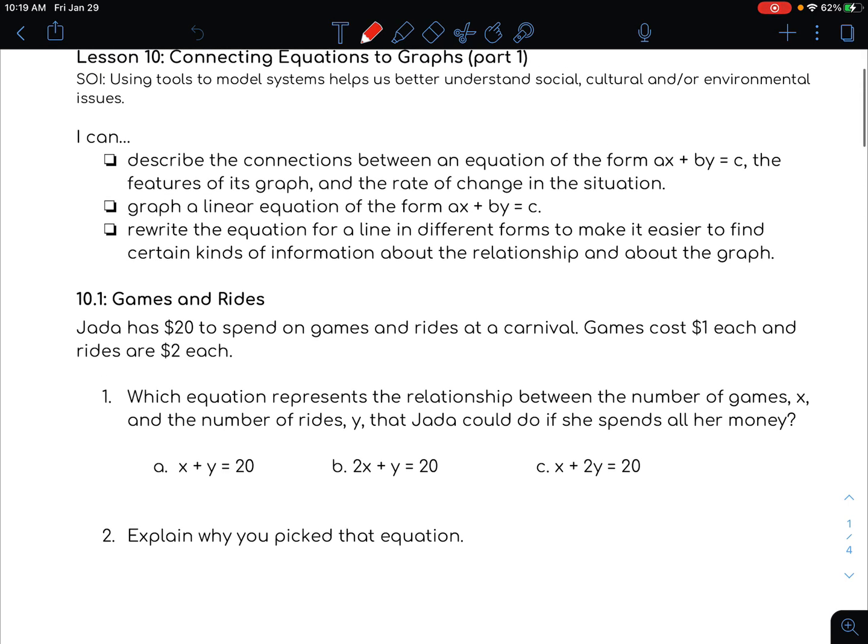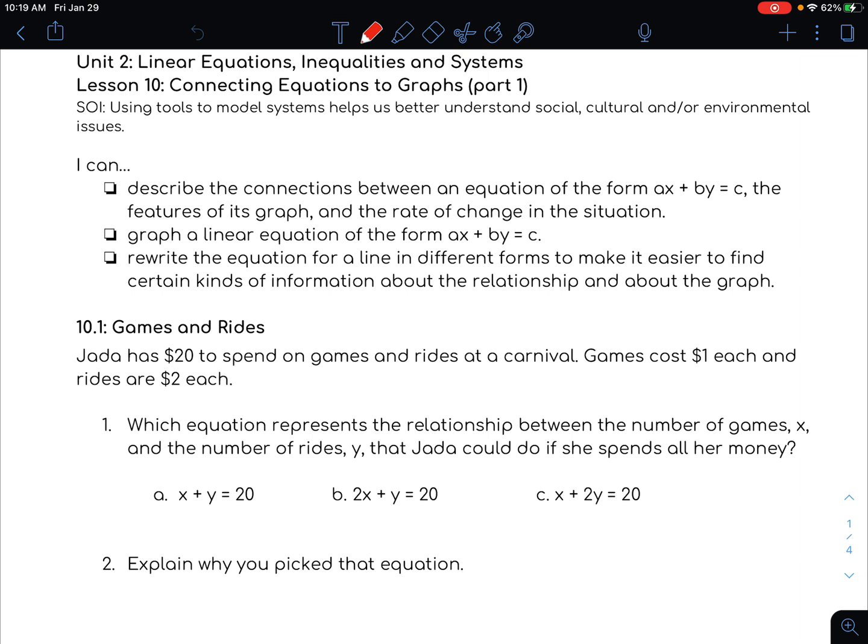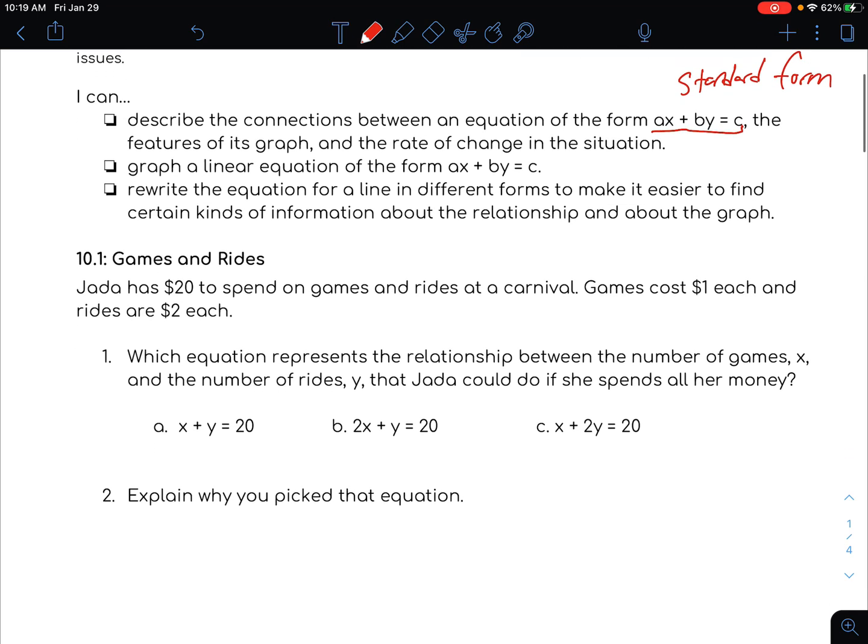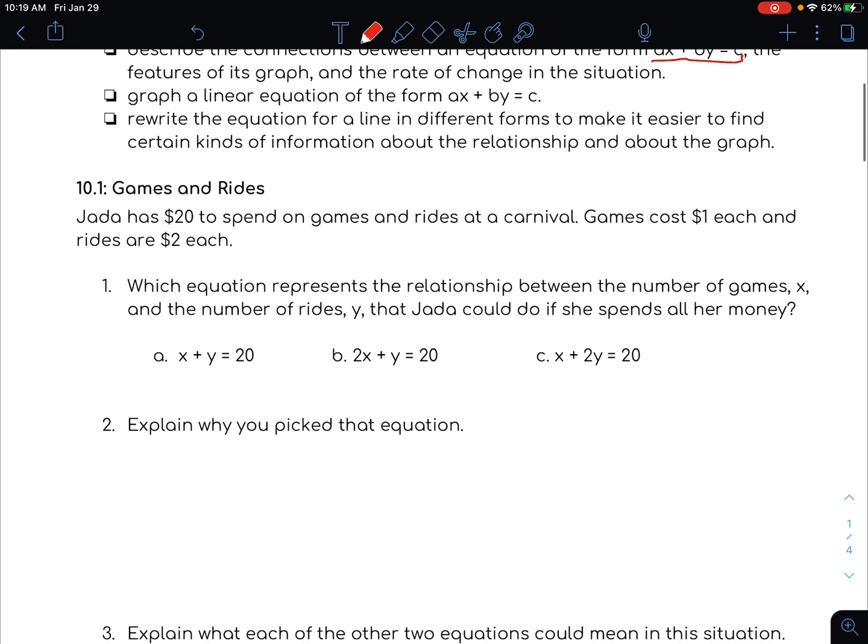All right, our work today is going to come back into our Chapter 2, Unit 2, Linear Equations, Inequalities, and Systems. And we're going to start looking at our third form of a linear equation, which is in the form ax plus by equals c, which is also called standard form, where the x and the y are on the same side of the equation, and be able to graph that and maybe rewrite it in some different forms. But as always, we want to think about our equations within the context of a situation and be able to write an equation given that context.